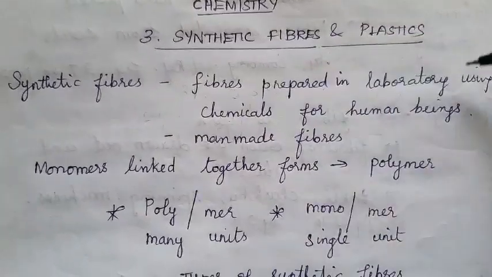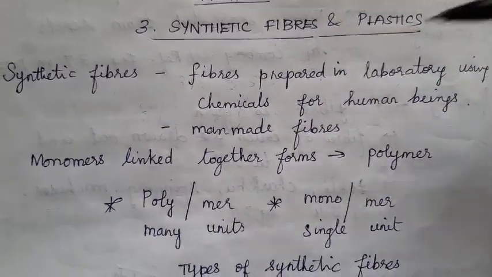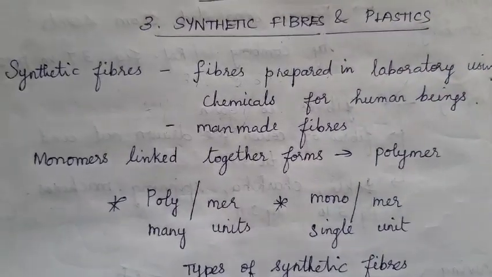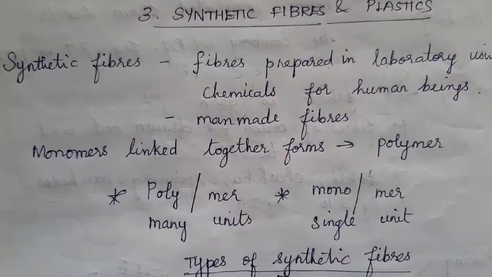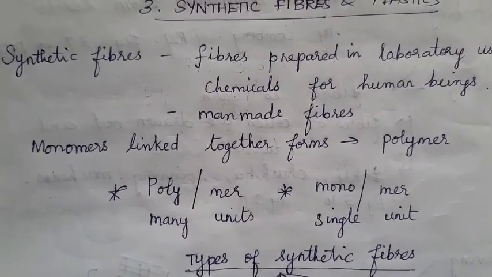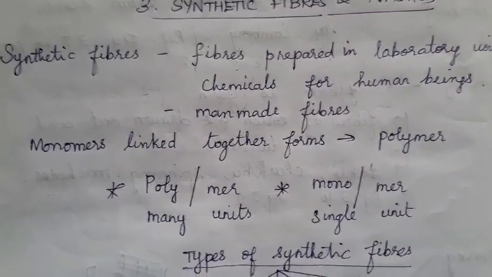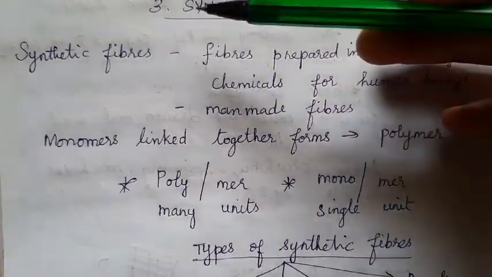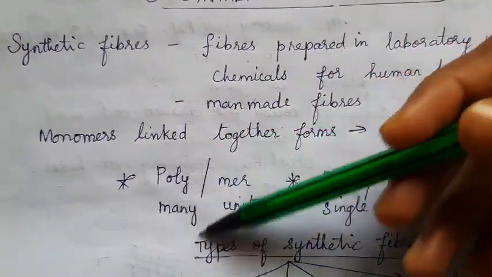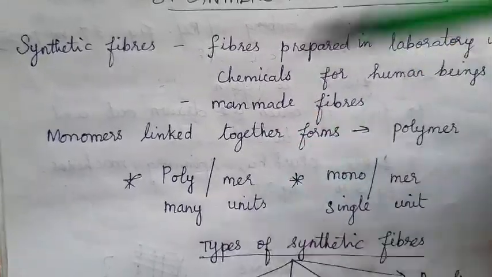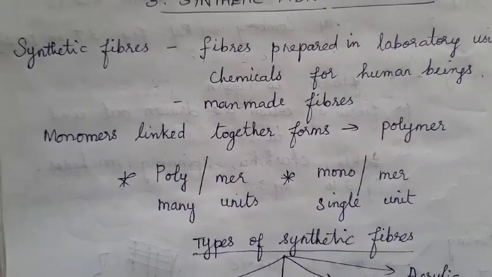So, the fibers which are all prepared in the chemistry lab for the benefit of human beings are called your synthetic fibers. Synthetic means artificial, prepared for the benefit of humans. Also called man-made fibers, hence the name man-made, right? So I already told that synthetic fibers are polymers. Poly means many. Mer means units. It consists of many units. I just gave you a clear idea about what is meant by polymer, I think.